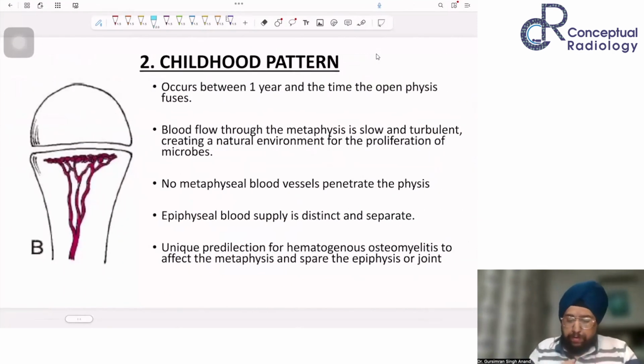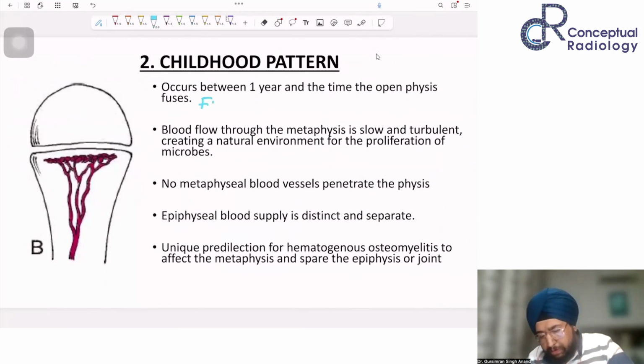Now, what is the childhood pattern? The childhood pattern persists till, or it starts from, the full formation of the physeal plate.